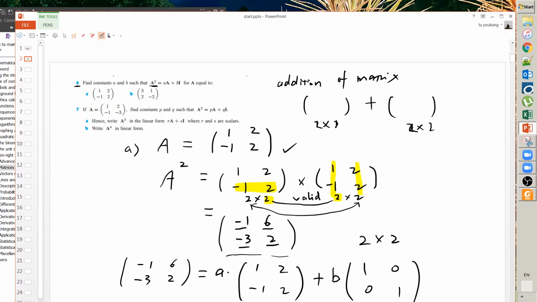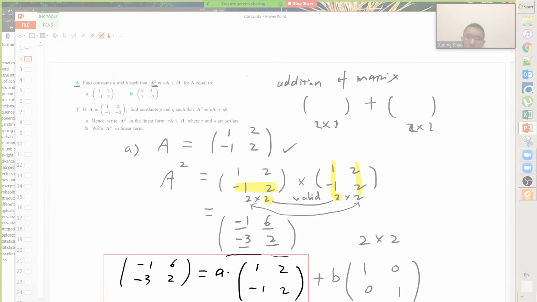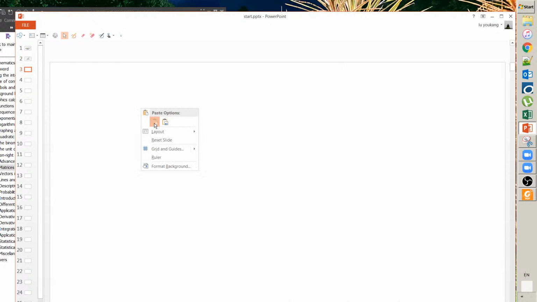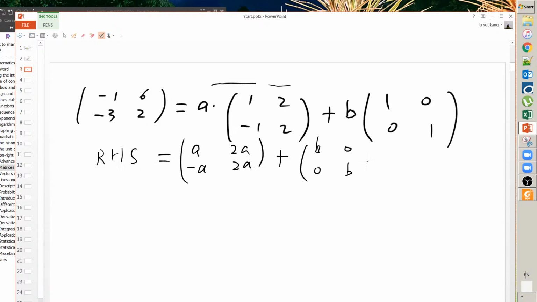So what you do here is you can actually find out what is your right hand side. I'm going to the next slide. Let me get the last part to the next slide. I need to focus on my right hand side. So I need to multiply in my A. I get a, I get 2a, I get minus a, and I get 2a. That's my first term. And then my second term will be b, 0, 0, and b.